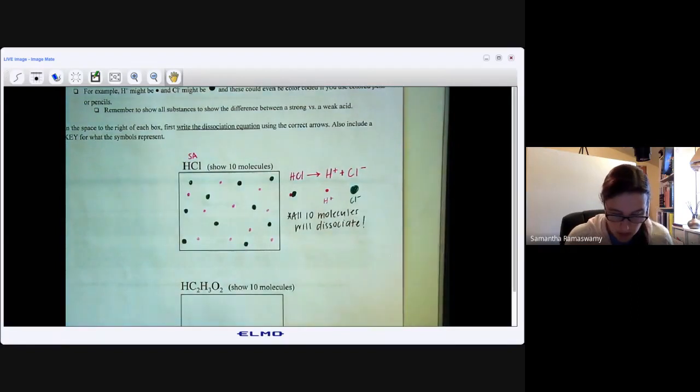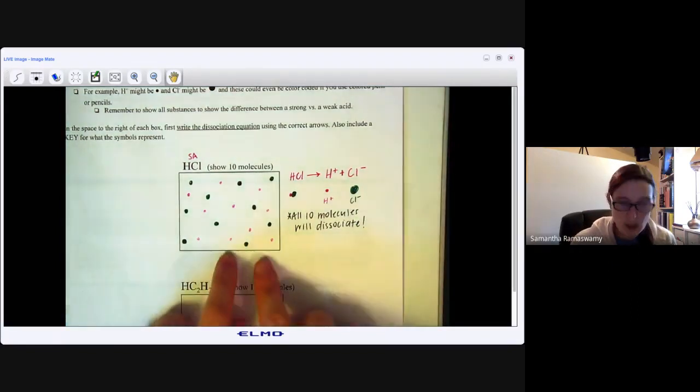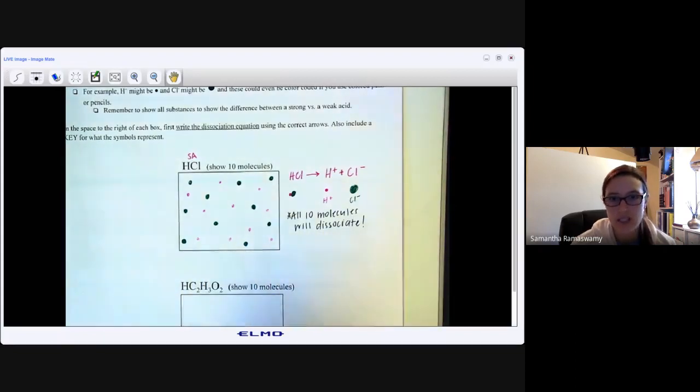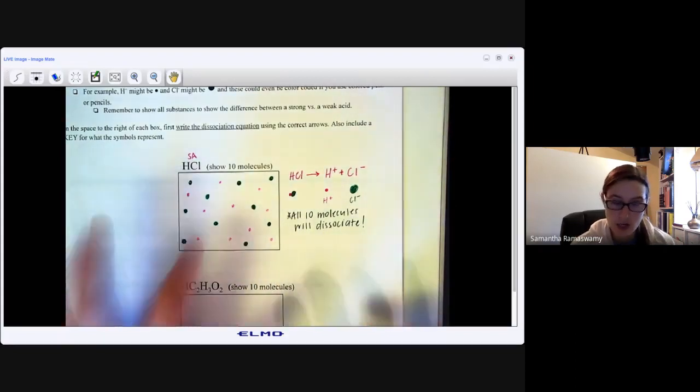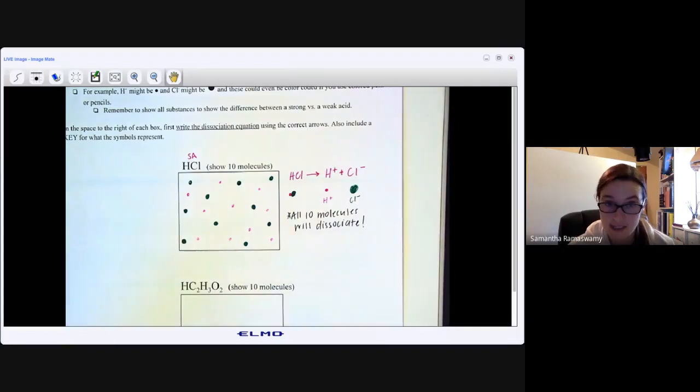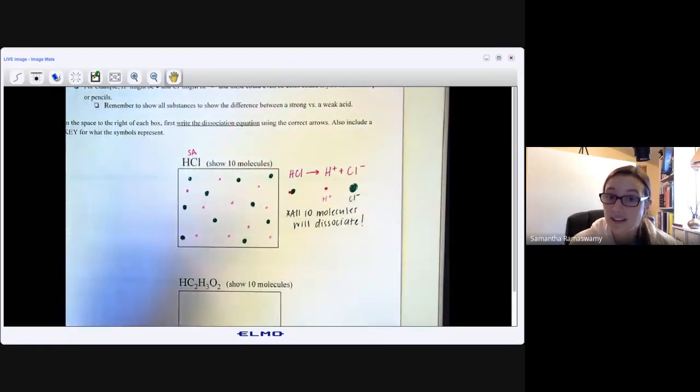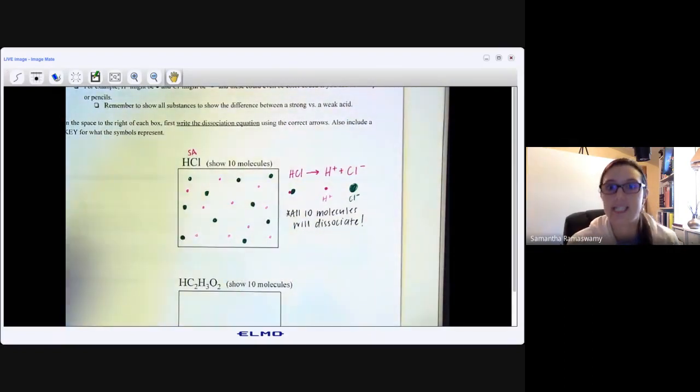So there are 10 molecules of HCl. Strong acid means that all of them dissociated. This is actually why strong acids and strong bases are good conductors of electricity. They're strong electrolytes. They exist as all ions. So if this were NaOH, it'd be the same thing. We'd see 10 Na pluses and 10 OH minuses because it's a strong base.